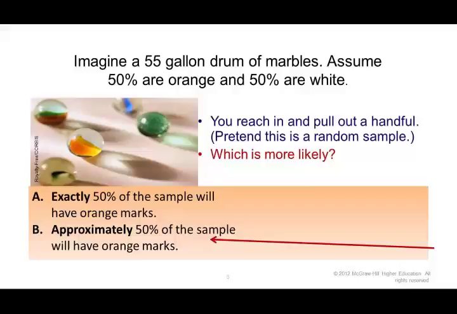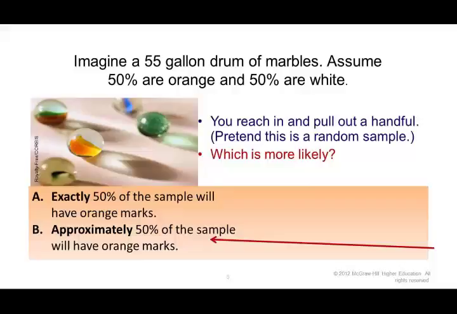Now assume that I reach in and pull out a handful of marbles, okay? Now, when I say pretend this is a random sample, that is, pretend that I have just stirred the pot and done a lot of stuff with that. Assume that I've done that. Now, what do you think is more likely? Do you think it's more likely that exactly 50% of my sample will be orange, or that approximately 50% of my sample will be orange? Well, the obvious answer is that approximately 50% of the sample will be orange. It's not going to be exactly 50%, most likely. I mean, it could happen, but most likely I'm going to get something approximating 50%, not actually 50%, right?